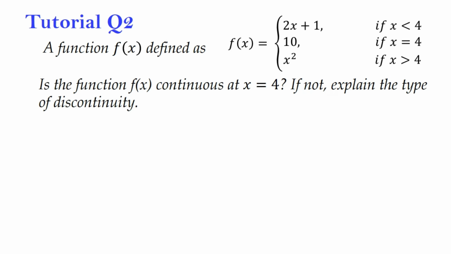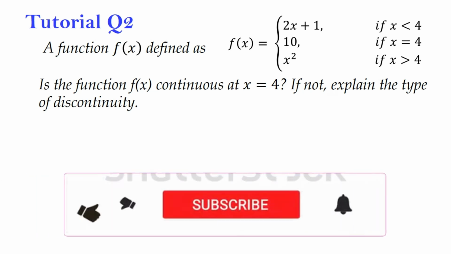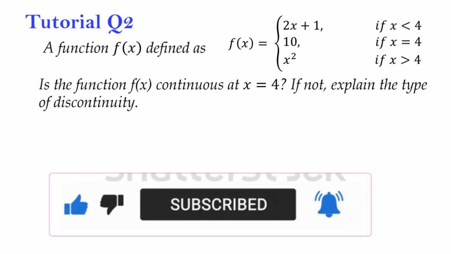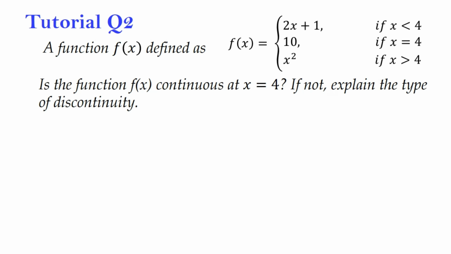Welcome back. In the last video, or perhaps let me say in tutorial question 1, we talked about discontinuity of a function and we explained the concept of removable discontinuity. So in this tutorial question 2, we want to look at another type of discontinuity, and the type we want to consider here is called jump discontinuity.